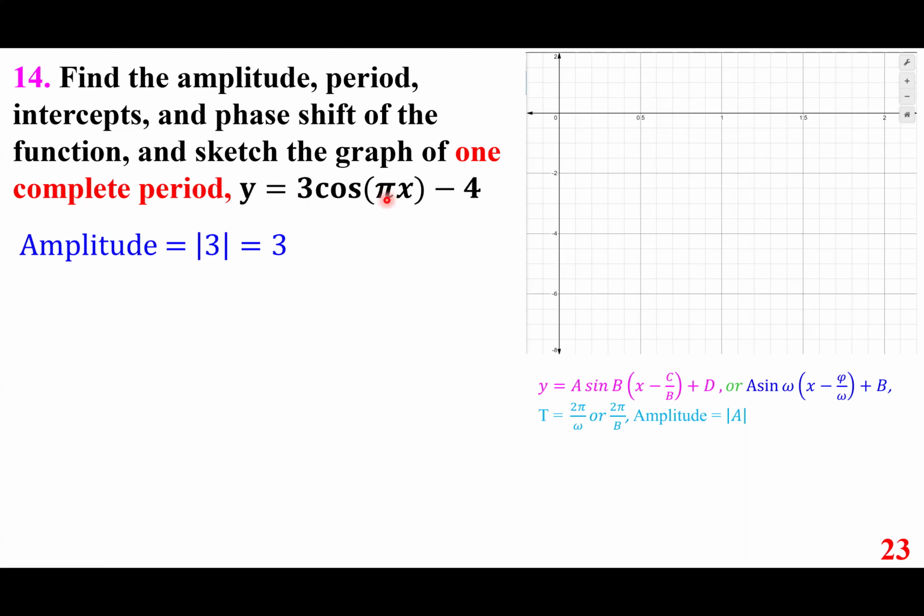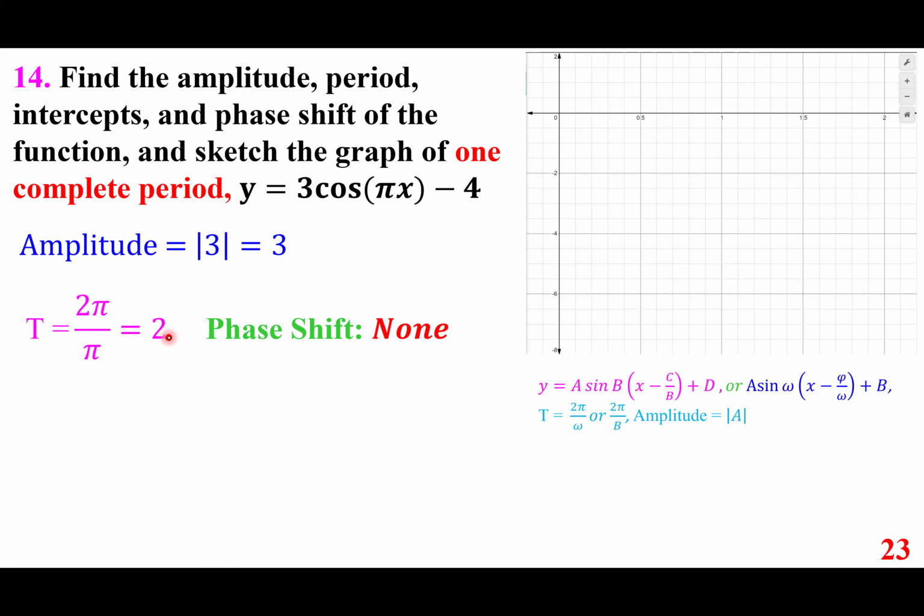Then the coefficient in front of x is pi. So the period is 2 pi divided by that. 2 pi divided by pi is 2. And since nothing else is happening, there is no phase shift. Phase shift? No. And we're going to cut this into 4 parts.